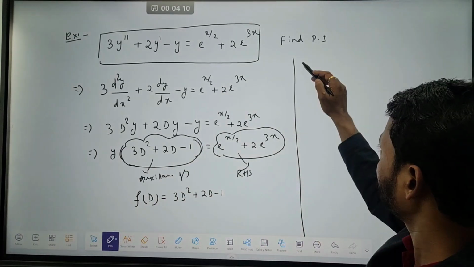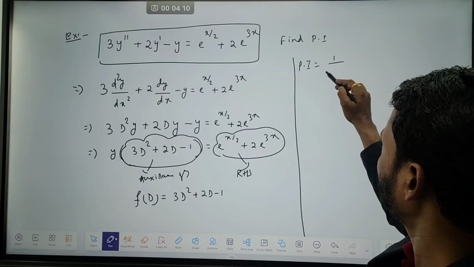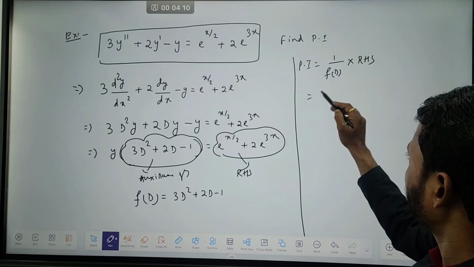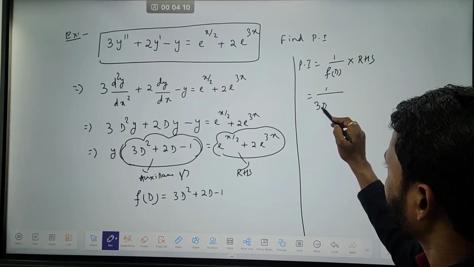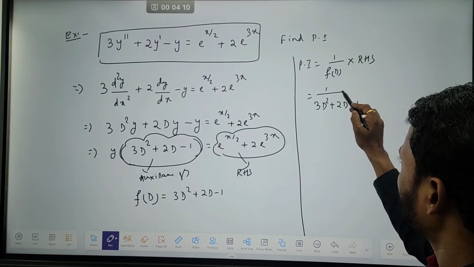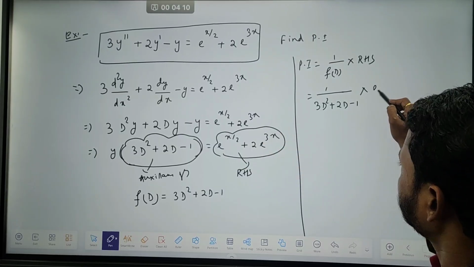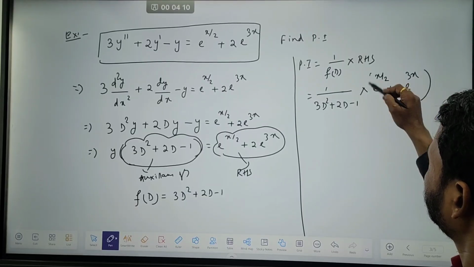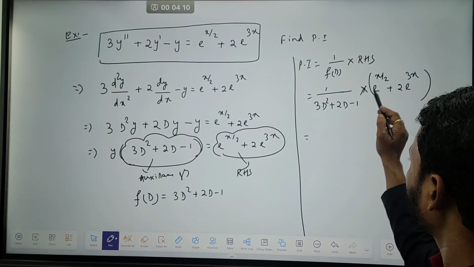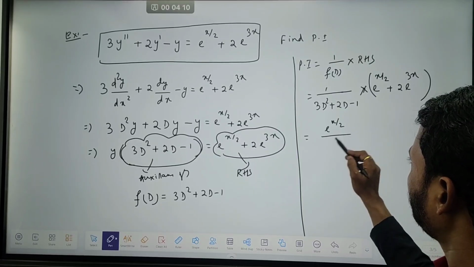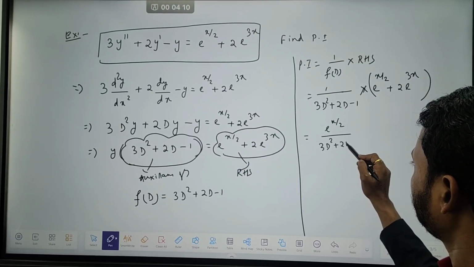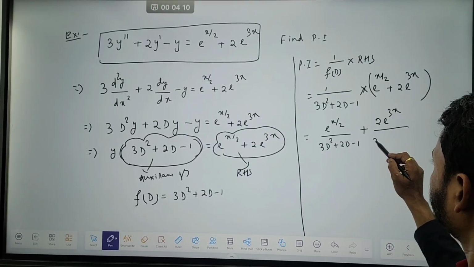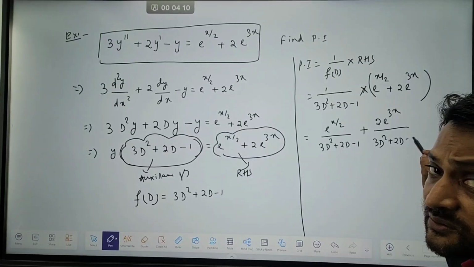So what is the standard formula? The standard formula is PI equals 1 by f of D into the RHS of that function or equation. So 1 by f of D is 3D square plus 2D minus 1, and what is the RHS? RHS is e to the power x by 2 plus 2 into e to the power 3x. Understood? So now we can write e to the power x by 2 by 3D square plus 2D minus 1 plus 2 into e to the power 3x by 3D square plus 2D minus 1.